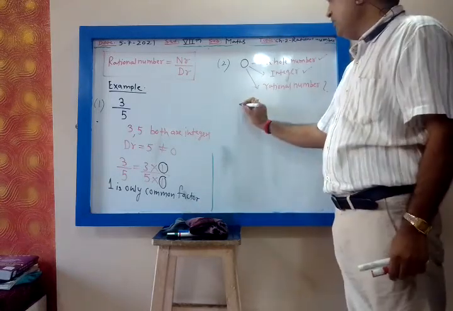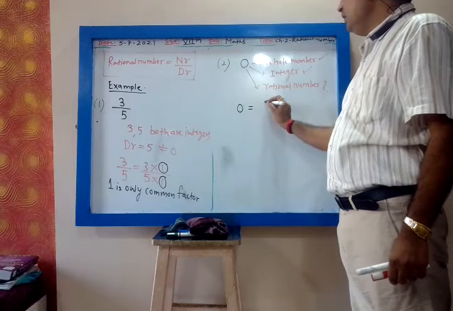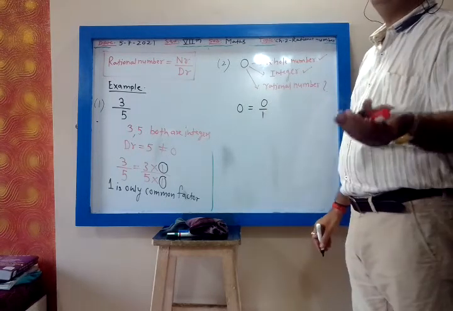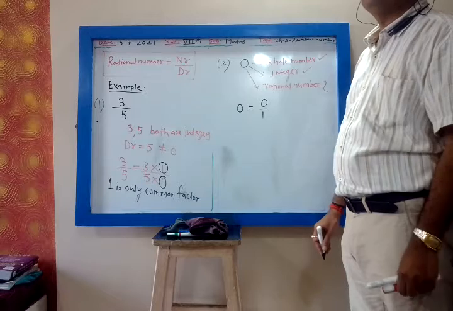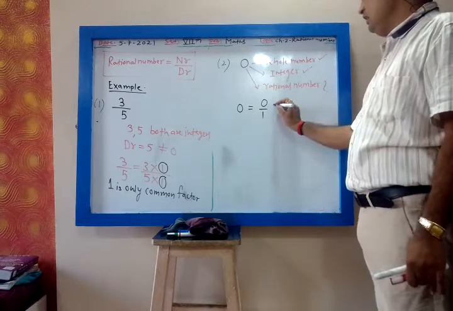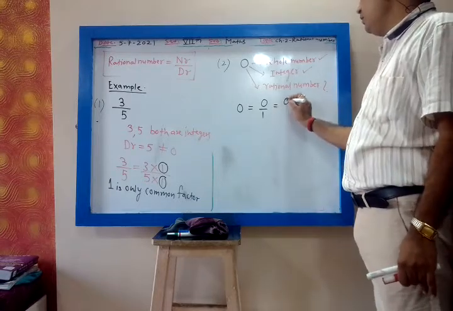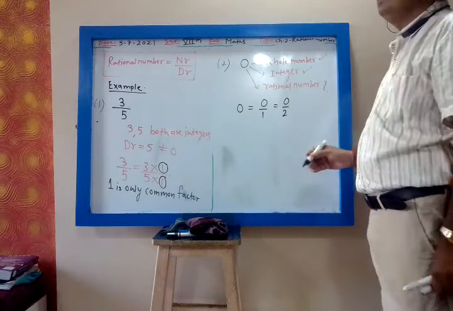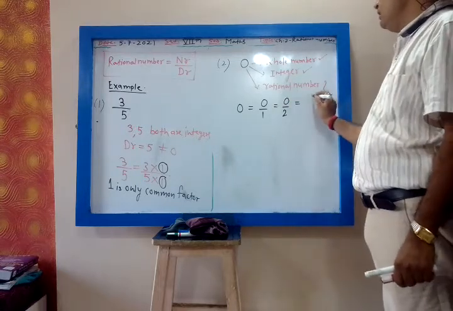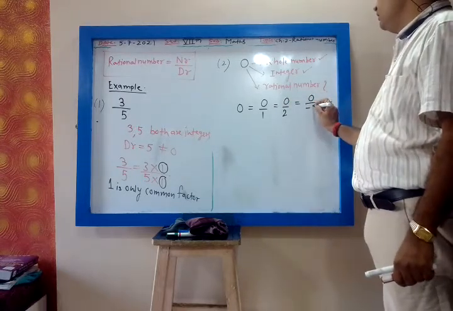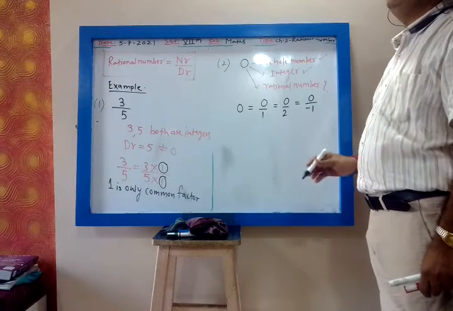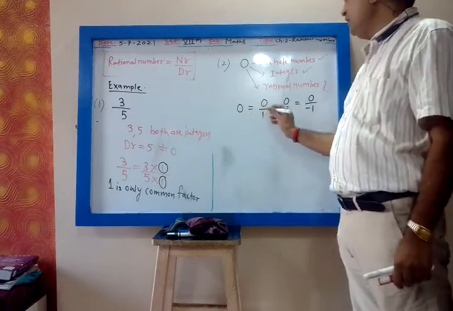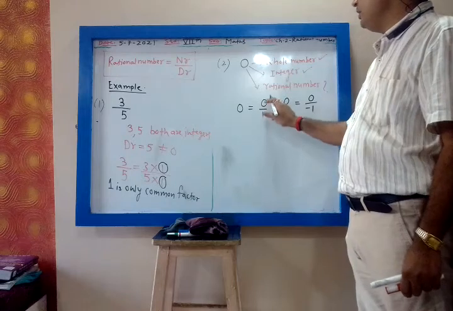Now this 0 can be written as 0 upon 1. Yes or no? 0 divided by any number is 0. I can also write 0 upon 2. 0 divided by any number will be 0. I can also write 0 upon minus 1. So 0 divided by any number is 0, and so 0 can be written in the form of numerator upon denominator.